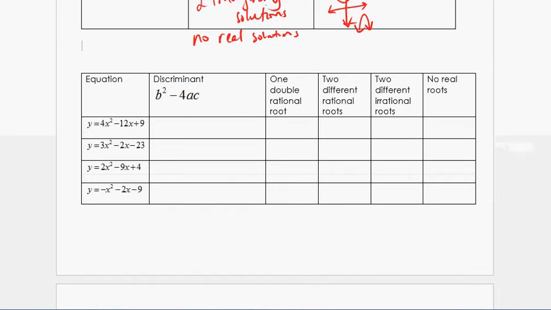So here we've got some examples, and this is what your assignment's going to look like tonight. You're going to find the value of the discriminant, and when you find it, you're going to check one of these boxes that applies. So in this case, when we find b squared, we're going to find negative 12 squared minus 4 times a times c. Now you can take a minute, pause the video, and calculate that. We know that this is 0. If we get the value of 0, we have one double rational root.